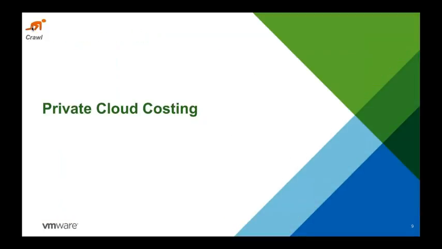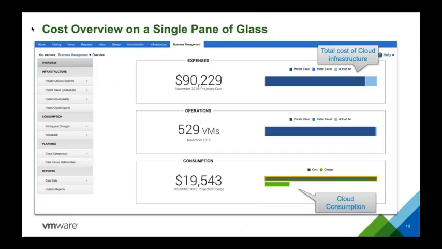So if we look at a couple of the areas, the first one I'm going to look at is private cloud costing. With vRealize Business for Cloud, we have the ability to very quickly understand the cost. It is, as I said earlier, a virtual appliance which gets deployed, and the supplied benchmarks around costs mean that we can very quickly get that view.